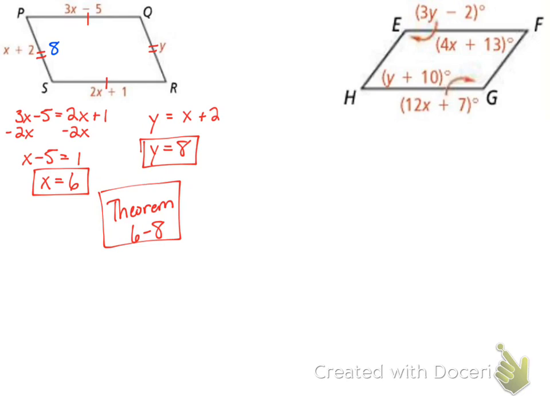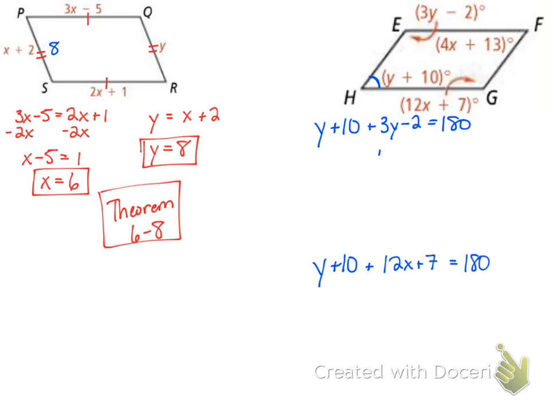The next one is I want to prove, let's see, with this one, opposite angles won't work. You could do it with a system of equations, but that's pretty tough. What I can do instead is take one of the angles, let's see, angle H, for example, and prove that it's supplementary to angle E and supplementary to angle G. So I can go y plus 10 plus 3y minus 2 is equal to 180. And then also prove that y plus 10 plus angle G, which is 12x plus 7, is equal to 180.